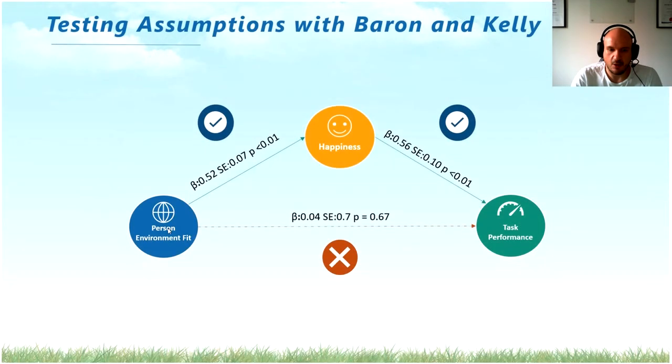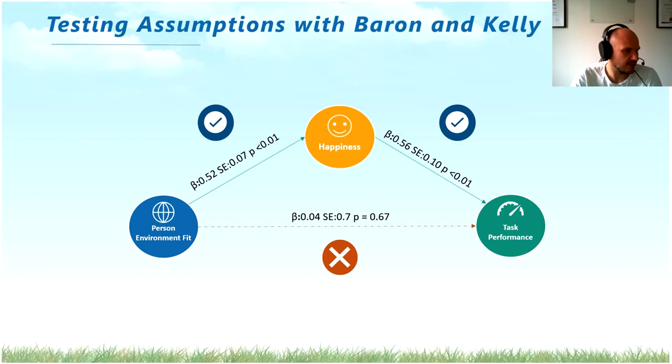The final assumption is that when we put all of these three things together, the relationship between person environment fit and task performance needs to disappear. So if there's a direct relationship between person environment fit and task performance and between happiness and task performance, and it fully mediates, in other words, all of the energy is going through this, we have full mediation. So if we add everything into the equation, this relationship should become non-significant.